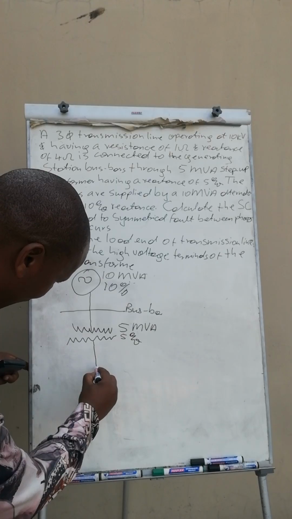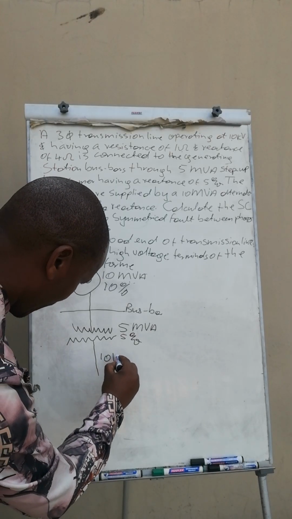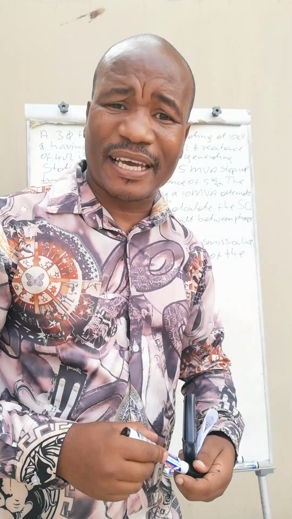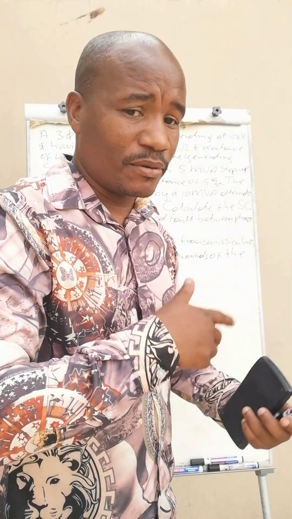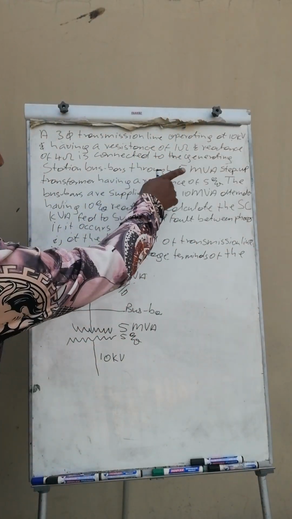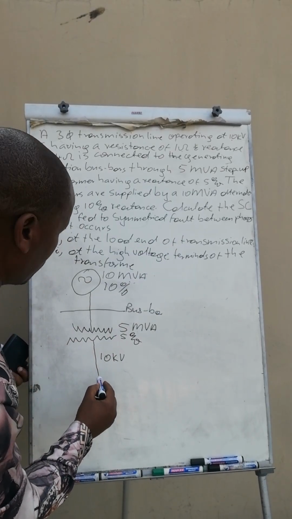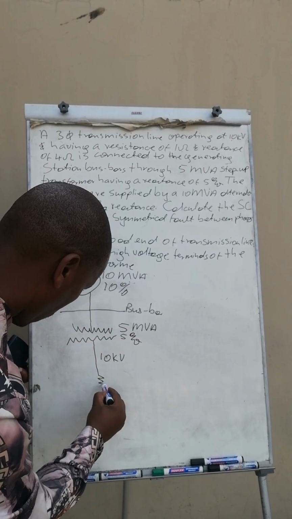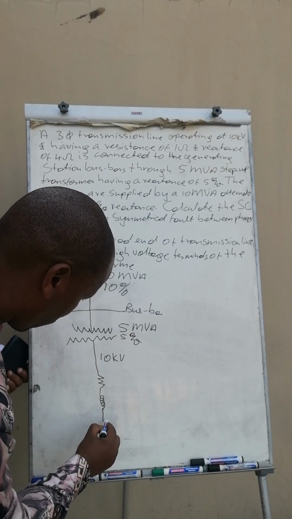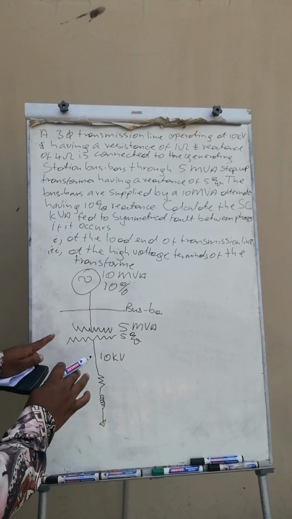A line having what? This line is rated at 10 kilovolts. That is the maximum voltage that can be carried by that line. Anything above that, we don't know what will happen. But it is rated at 10 kV according to that statement. And then this line has a resistance of 1 ohm and a reactance of 4 ohm. This is the situation.